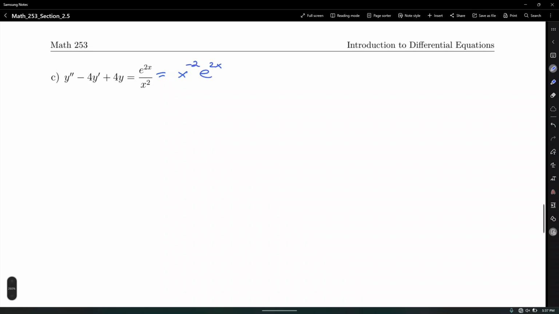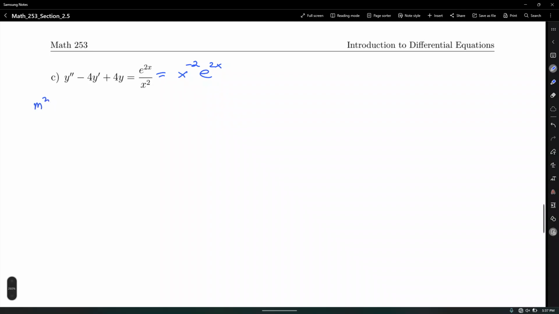And unfortunately, this is either a polynomial, or rather a variable, or an algebraic function with a negative exponent, which is actually forbidden from the undetermined coefficient. So that's why, in this case, we only use the variation of parameters. Okay, so for this one, we have a totally different differential equation. So I cannot just use the result from A and B. So what do we have here?